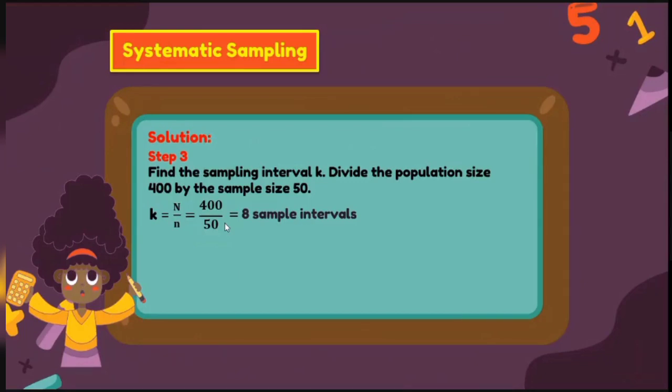So meaning, yung gap natin from the first element going to the second element and so on and so forth, you need to consider constant sample interval as 8. So meron tayong 8 as the gap.